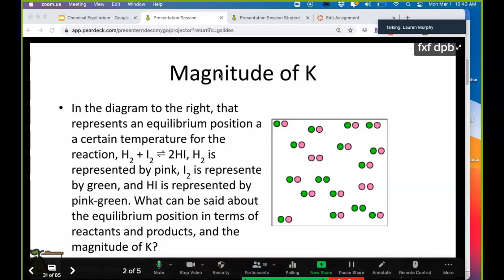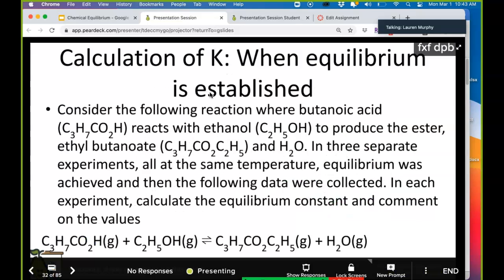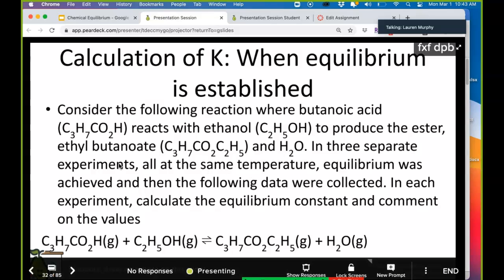Okay, so we're going to do some more practice with K. It says, consider the following reaction, and this is a very heavily organic reaction, because you'll see there's butanoic acid, ethanol, ethyl butanoate, and water, and they do the experiment 3 different times, all at the same temperature, and they want you to calculate K, the equilibrium constant, and then comment on what you notice.